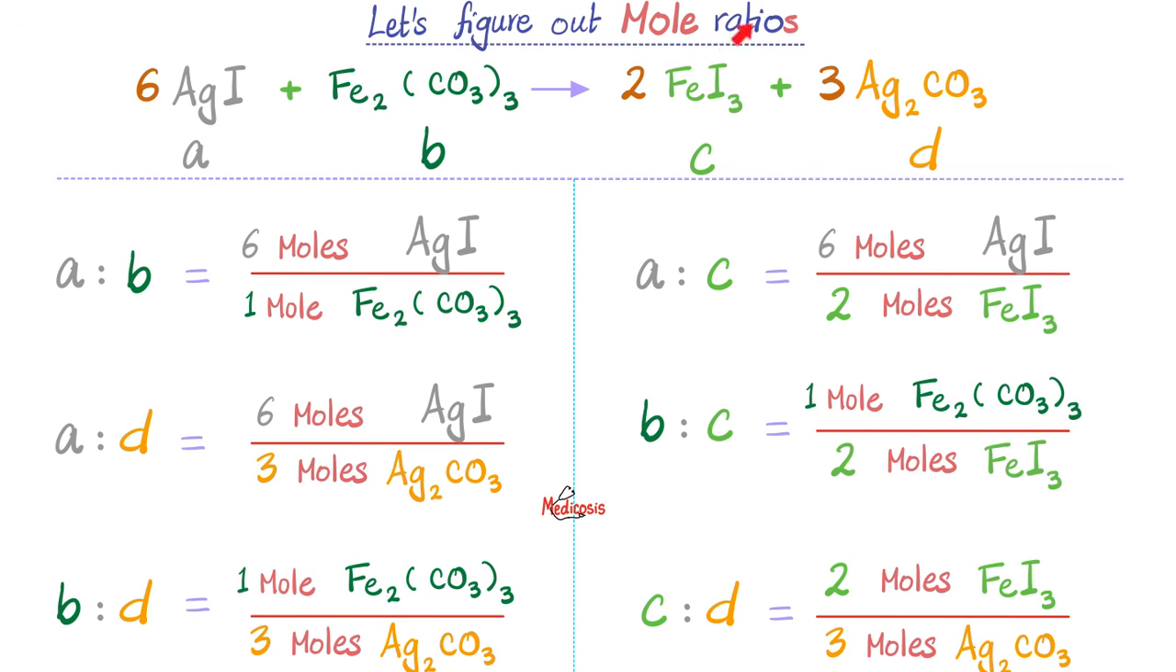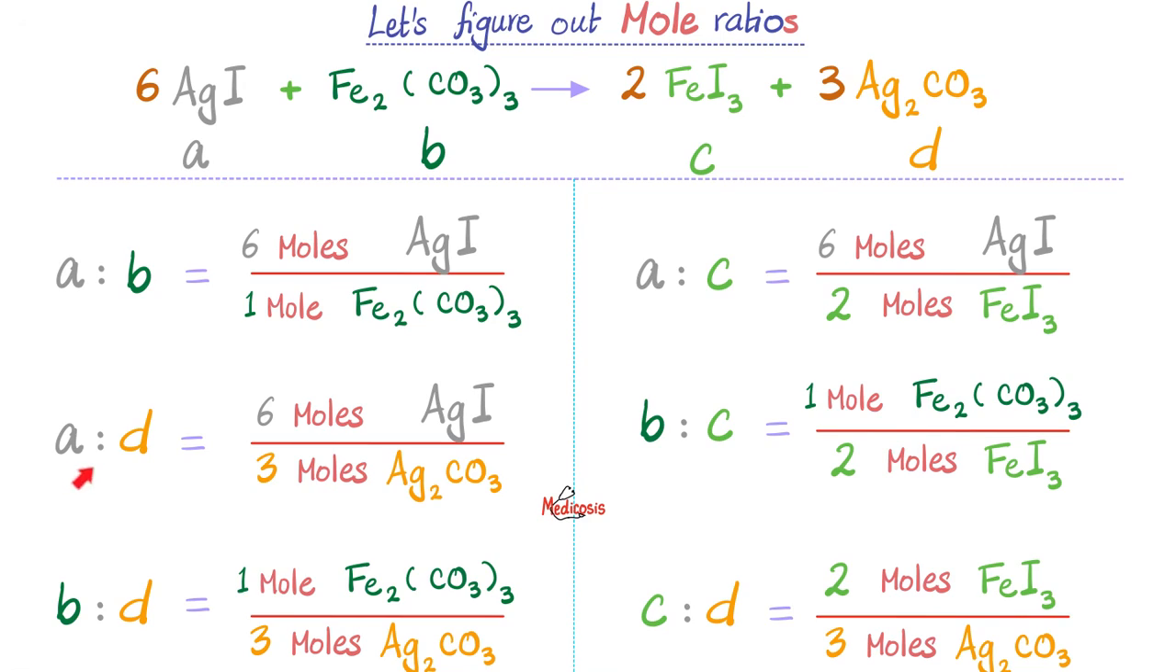Next, how do we create a mole ratio? Here's this equation. Let's call this A, this B, this C, and that D. You can relate A to B. Notice that I have 6 moles of A and only 1 mole of B. These are called stoichiometric coefficients, 6 and 1 respectively. So this is how you create a mole ratio for these two.